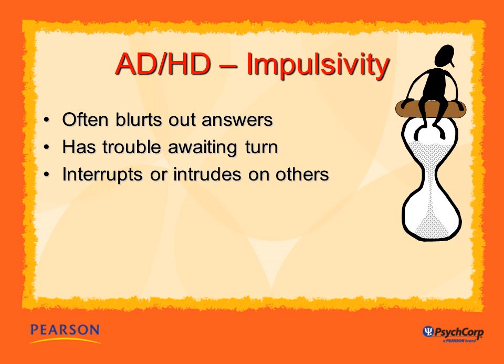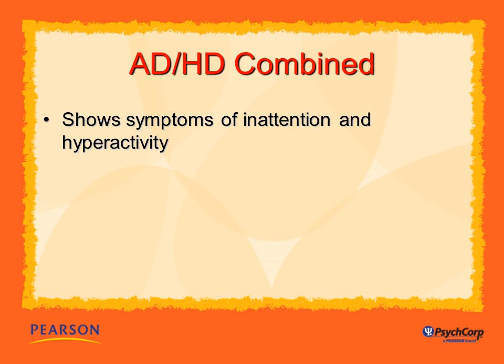Now, on the third type, which is the combined, you have symptoms of both inattention and hyperactivity. So these are youngsters who don't follow through on instructions. They fail to finish schoolwork or chores or duties in the workplace. They can start a task, but they quickly lose focus, and they can easily get sidetracked. They have difficulty organizing tasks and activities. They have trouble managing sequential tasks, that is, keeping materials and belongings in order.